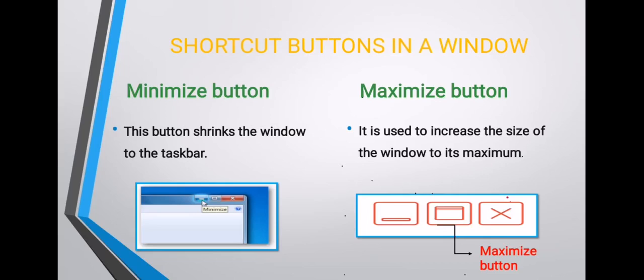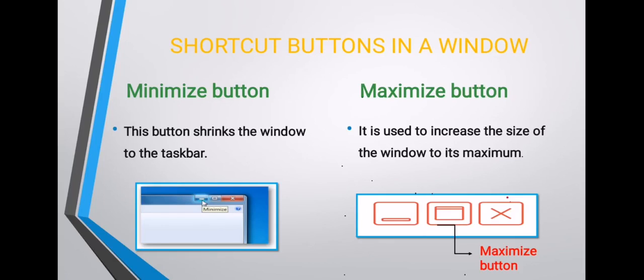Shortcut buttons in a window. There are 4 shortcut buttons in a window. First one is the minimize button, second is the maximize button, third is the restore down button, and fourth is the close button. What's the difference between the minimize button and the maximize button? Minimize means it shrinks the window, maximize means it increases the size of the window.